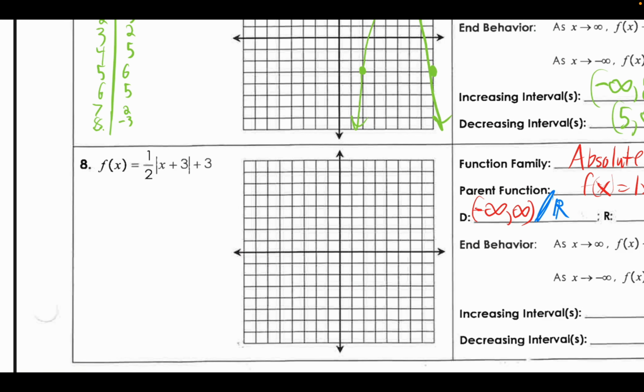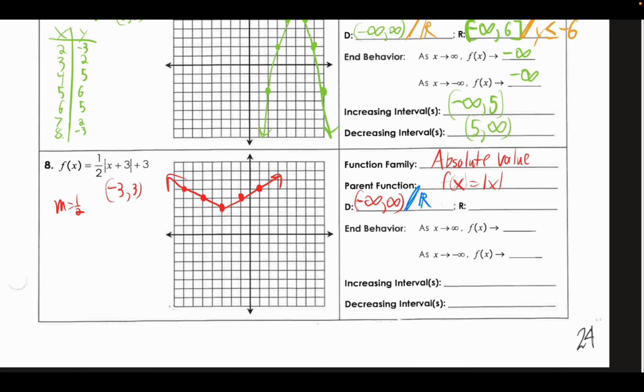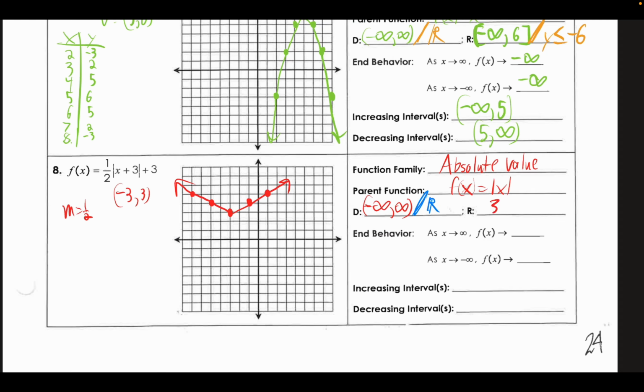So I note here that the vertex is (-3, 3), because this is a liar. So I'm going to go ahead and plot that point. My slope here is this 1/2, whatever a is, and it is positive, so it'll open up. So it's going to go up and right, or up and left. So I'm going to go up 1, left 2, or up 1, right 2. And that's my graph.